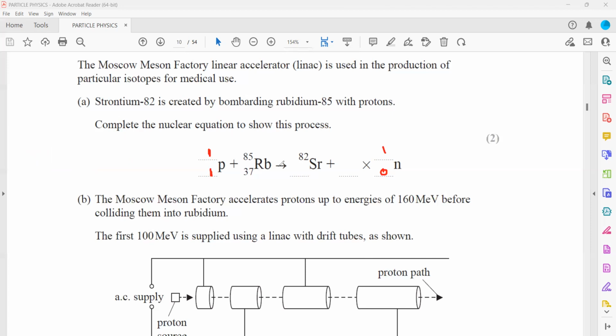So this is 1 plus 85, so total is 86. And this one is 82. And this is 1, so we need a total of 86. So how many neutrons should be there? 4. And what about the atomic number? The sum should be the same. Here it is 0. So 37 plus 1, so this will be 38. So this is a nuclear equation for converting rubidium into strontium.